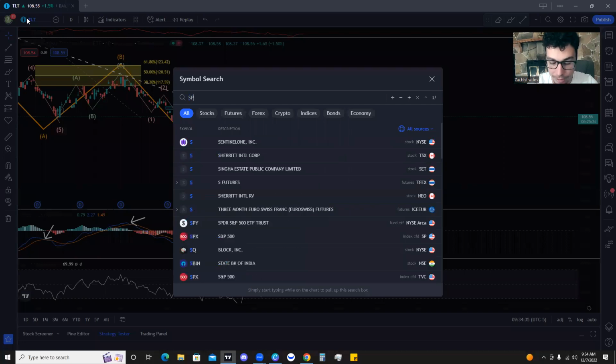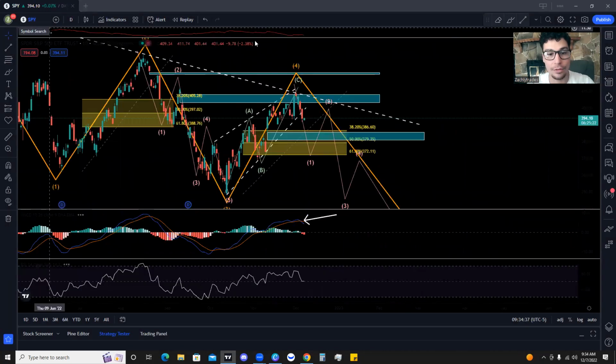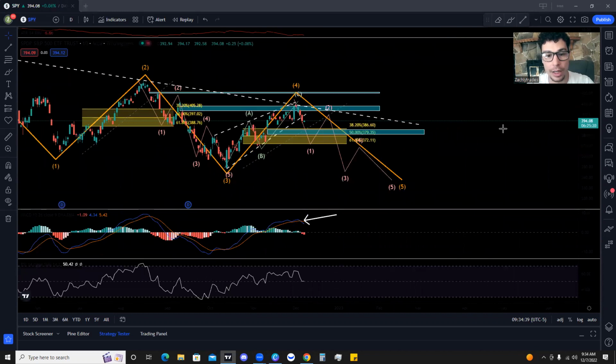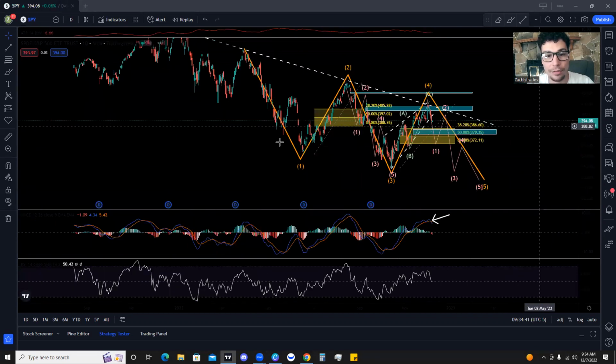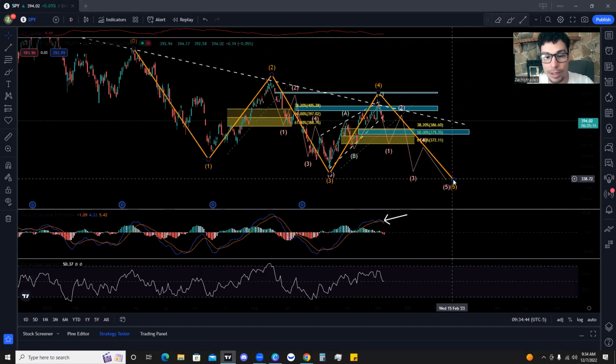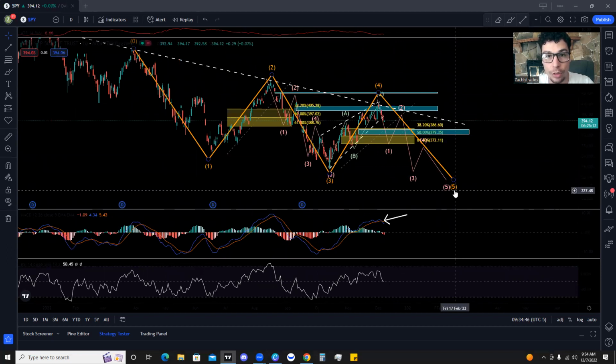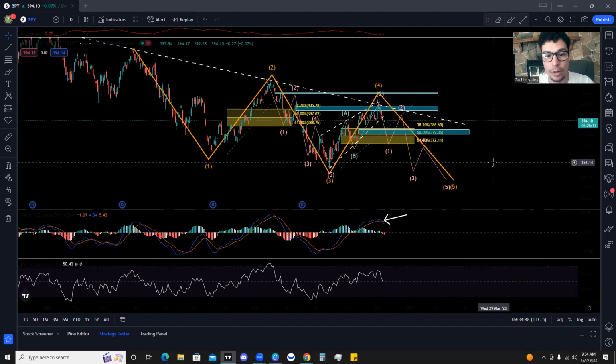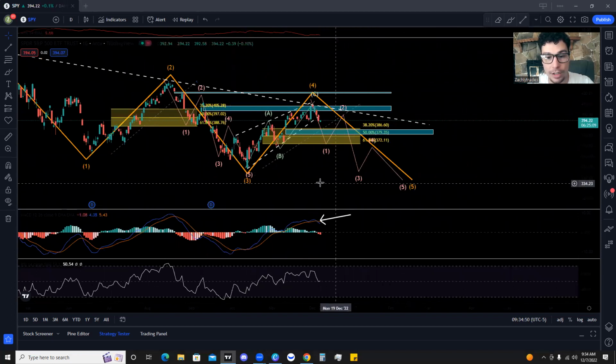Now, if we go over to the S&P 500, we check out the SPY ETF. We're tracking a very similar pattern, okay? And again, we're looking at the 5 waves down, possibly taking us to 350, down to 330 if it plays out fully. We have our most recent 5-wave correction down.